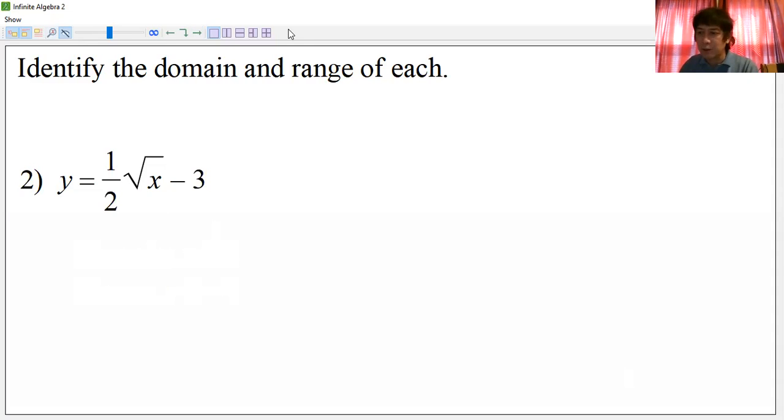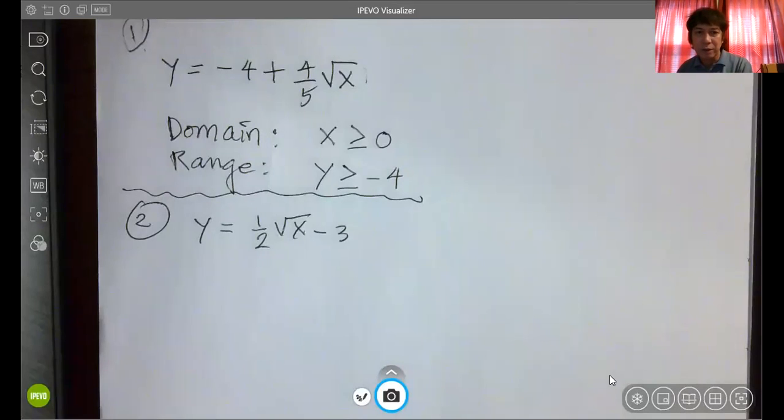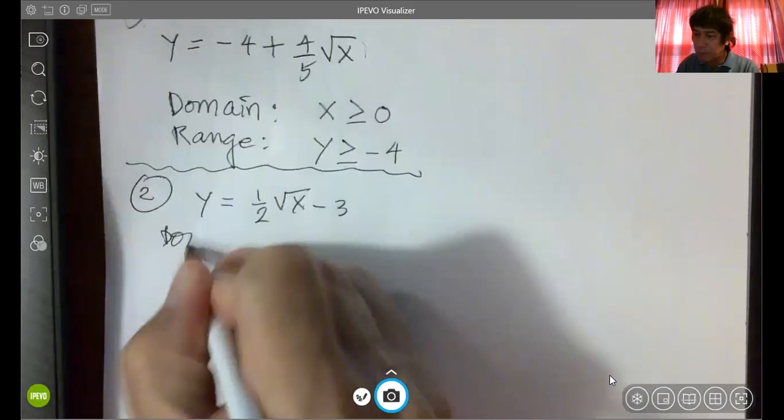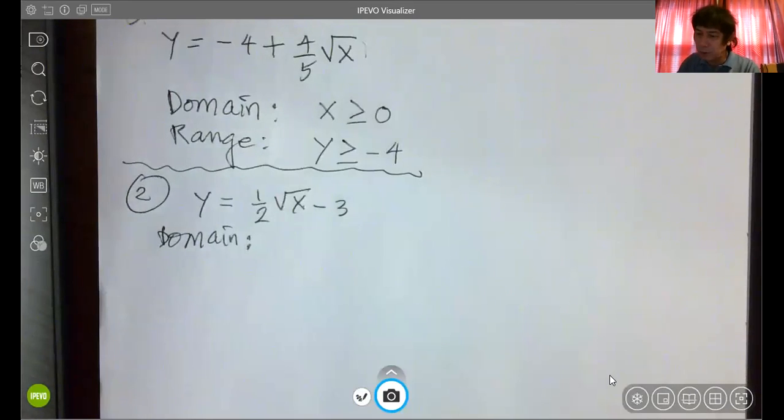Here's the next, and let me write it down so we can have the solution on paper. We're now doing the second number. Remember the given: y is equal to 1/2 the square root of x minus 3. And I have that exactly on the paper. You can see it. What is the domain? What is the range?